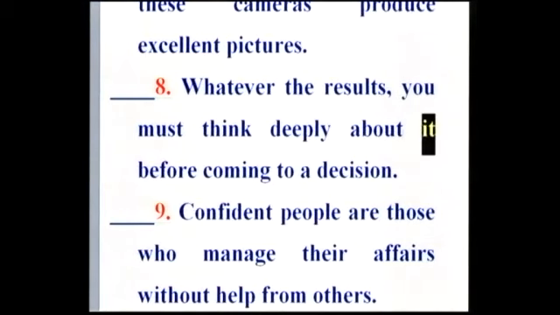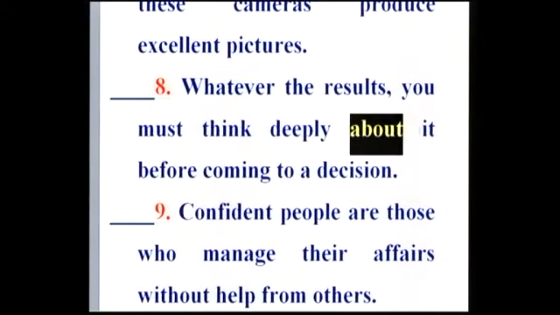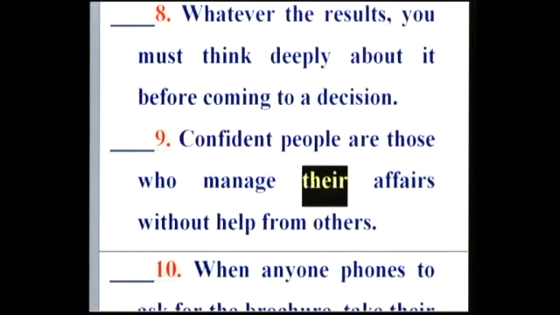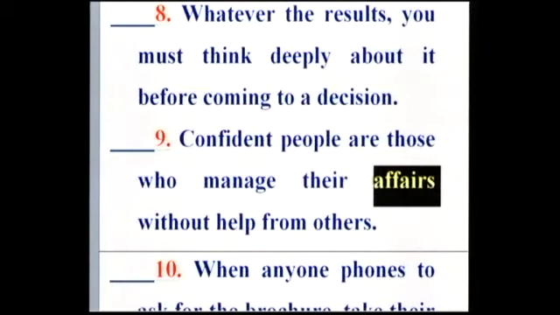نفتكر دي ايه؟ Coming after about, which is a preposition, يبقى it دي is an object. طيب whatever the results, you دي طبعا subject, you must think deeply about it before coming to a decision. Type number 9, confident people are those who manage their affairs without help from others. طبعا their is an adjective لأن وراها noun affairs. This is correct. طبعا كانت تبقى غلط لو كانت theirs affairs.